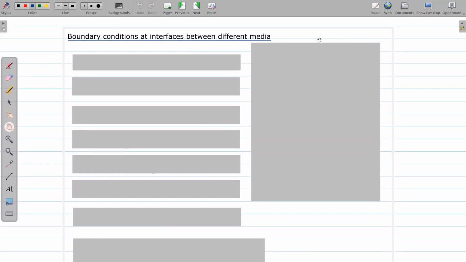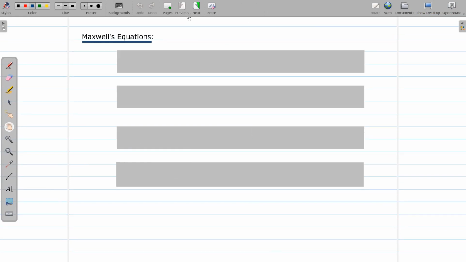Hello everyone. In this lecture we will be looking at the boundary conditions for the electric and magnetic fields that exist at the interface between different media. So before we start, again, just a recap of Maxwell's equations.